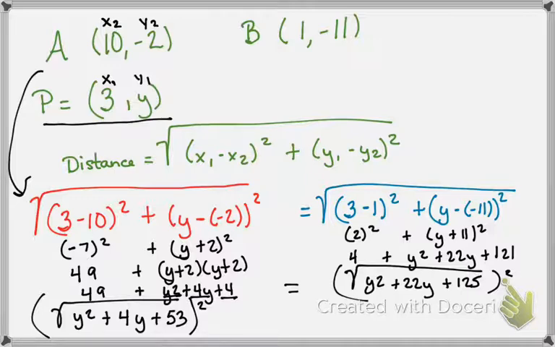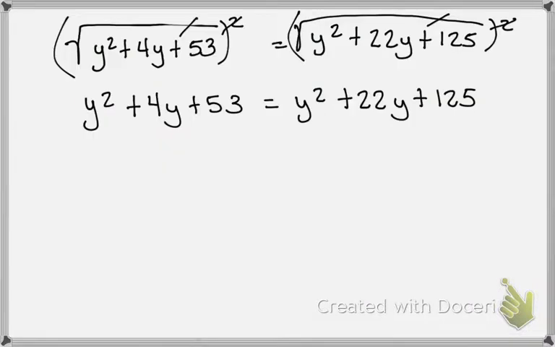So this now becomes X2 and Y2 for this other side here. And I'm going to go 3 minus 1 squared and Y minus a negative 11 squared, and then I'm going to simplify that and end up with Y squared plus 22Y plus 125, and it's all under a square root. So when I get here, it's all under the square root, so I want to get rid of that square root sign, so I square both sides.